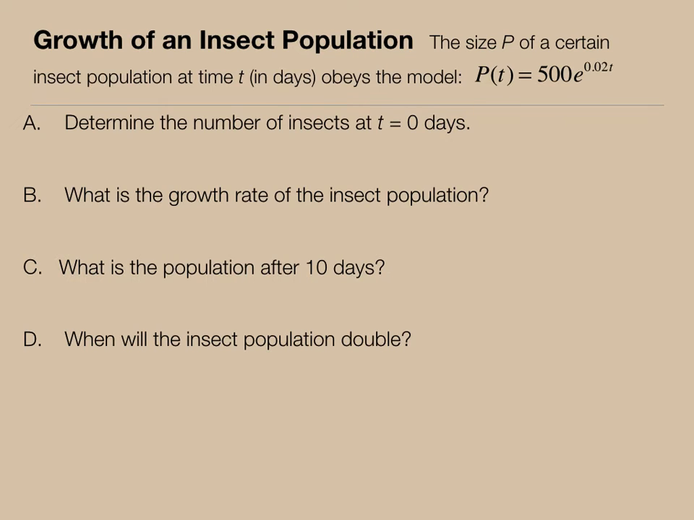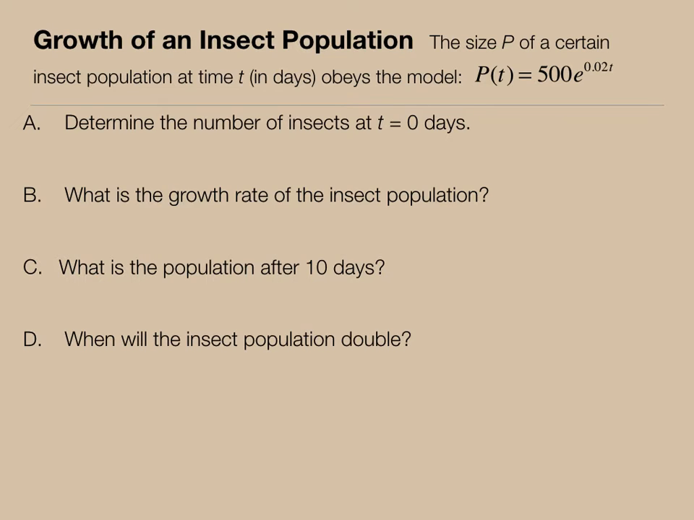The size p of a certain insect population at time t in days obeys the model p of t equals 500 times e raised to the 0.02 t. Question A. Determine the number of insects at t equals 0 days.